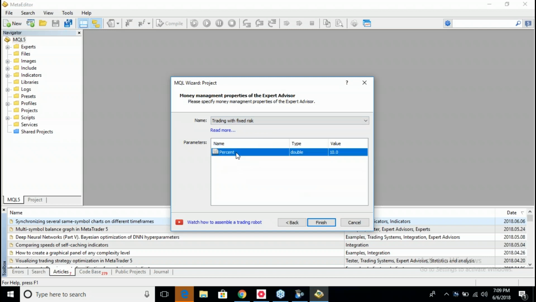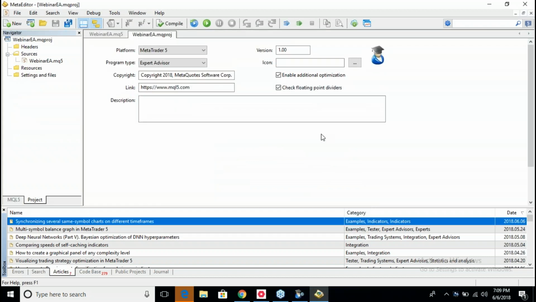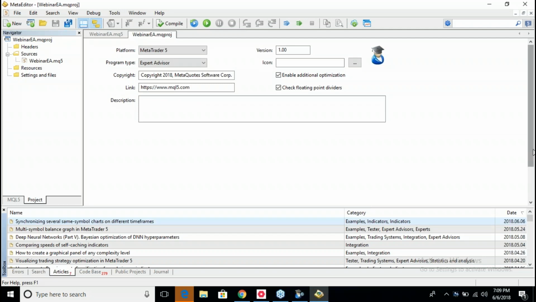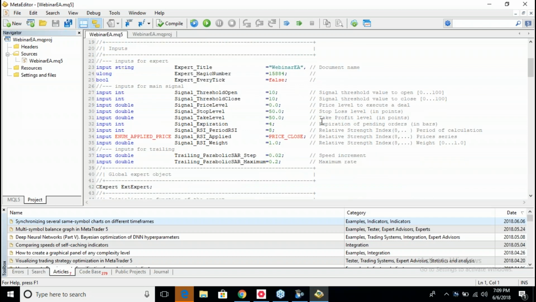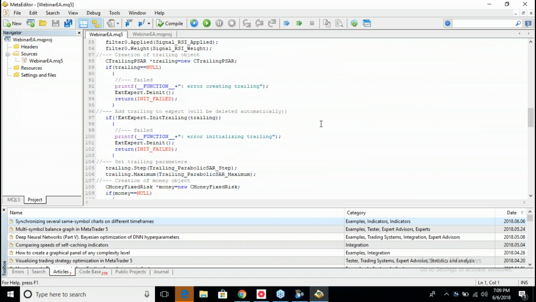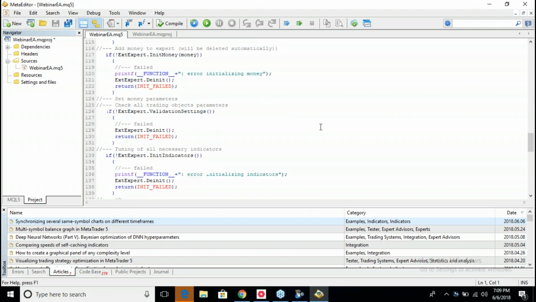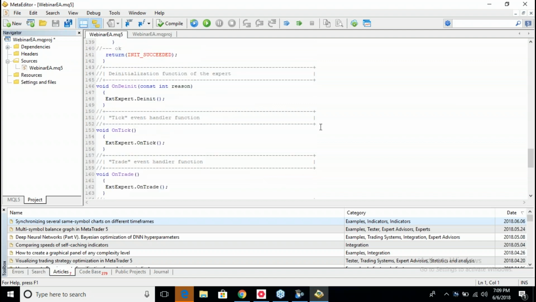We want to trade fixed risk, but we want to trade 10% of the value. So if I then click finish, here you go. It's put out this whole heap of code. And look, if you share this with your mates, they think you're a programming genius, like I've done with a couple of guys on the desk.